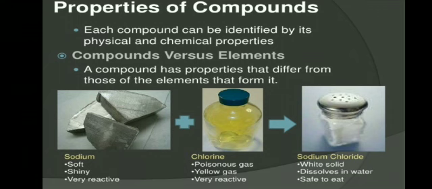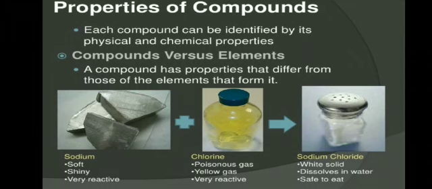Eventually, let's have a look at the properties of compounds. Each compound can be identified by its physical and chemical properties. So when we compare compounds versus elements, a compound has properties that differ from those of the elements that form it. So a compound need not be alike an element. It can differ from an element. Whatever the properties an element has, it is not necessary that a compound should have them. So it is different from an element.